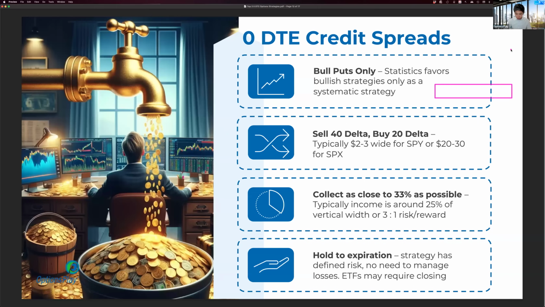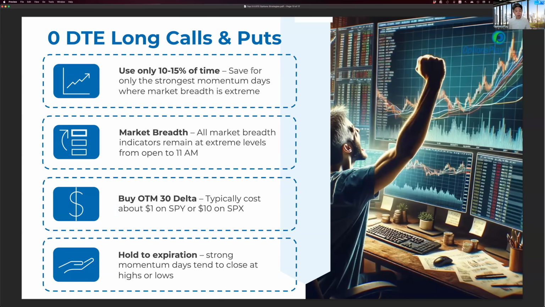Okay, so next strategy, really for the few percentage of days when you do get a strong move. This is where by about 9:45, 10 a.m., you have a pretty good sense that buyers or sellers are in control for the day and they're maintaining control. We see it on the market breadth indicators. You see the number of advances versus declines.